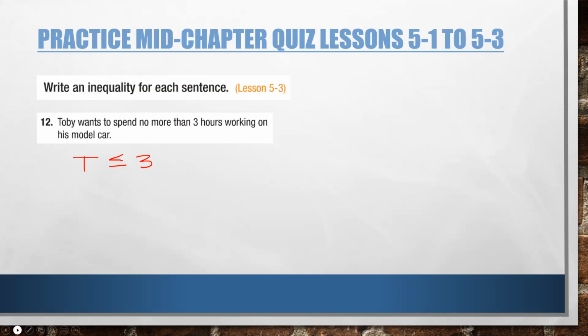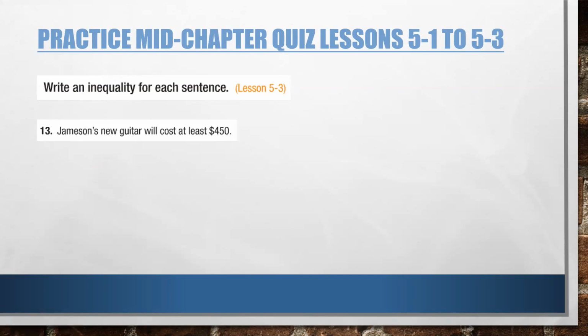Okay, let's do one more. Jameson's new guitar will cost at least $450. So we have our variable G for guitar. We know it's going to be 450.